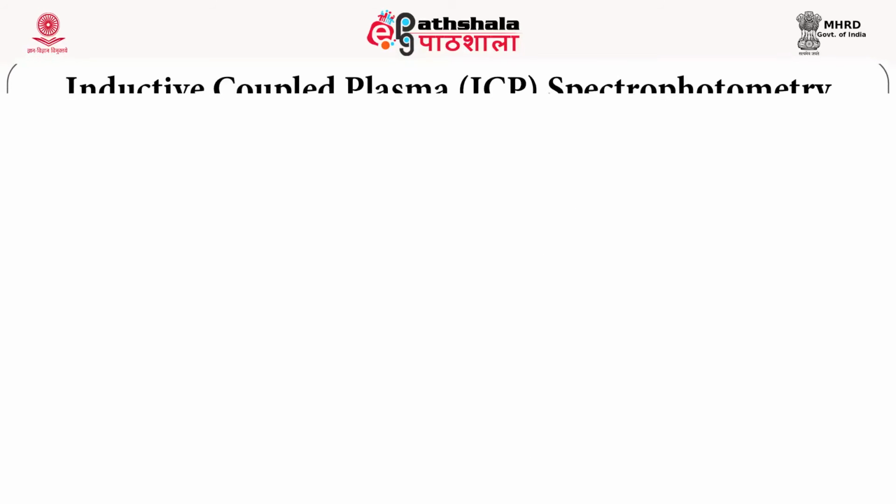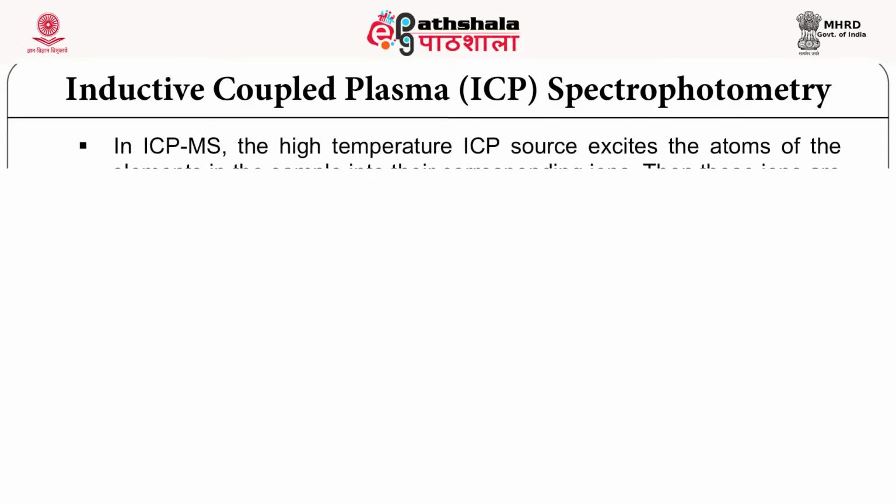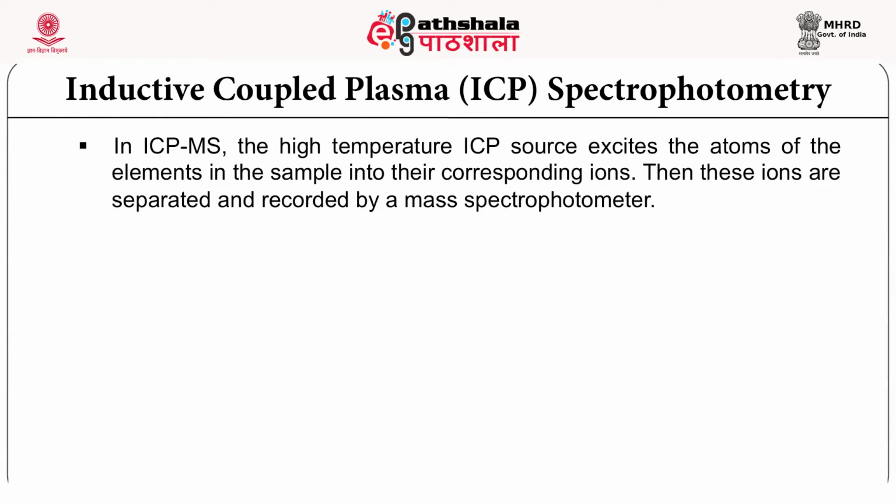In ICP-MS, the high temperature ICP source excites the atoms of the elements in the sample into their corresponding ions. Then these ions are separated and recorded by the mass spectrophotometer.